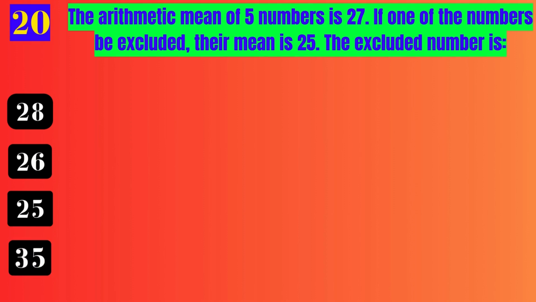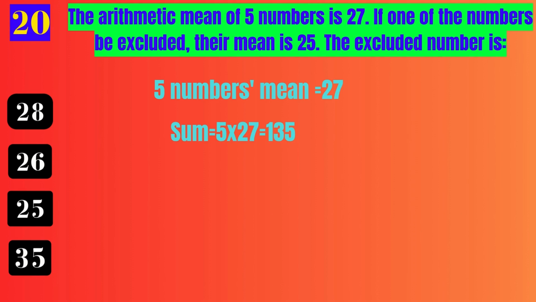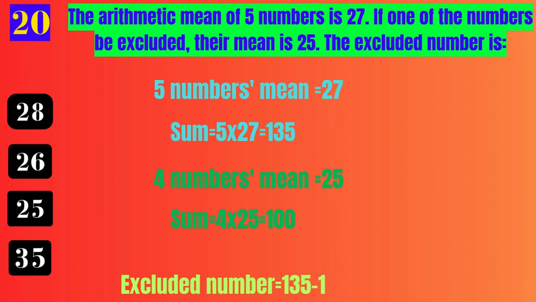Let's solve it. 5 numbers mean equals 27. Sum equals 5 times 27 is equal to 135. 4 numbers mean equals 25. Sum equals 4 times 25 is equal to 100. Excluded number equals 135 minus 100 is equal to 35. The correct option is 35.